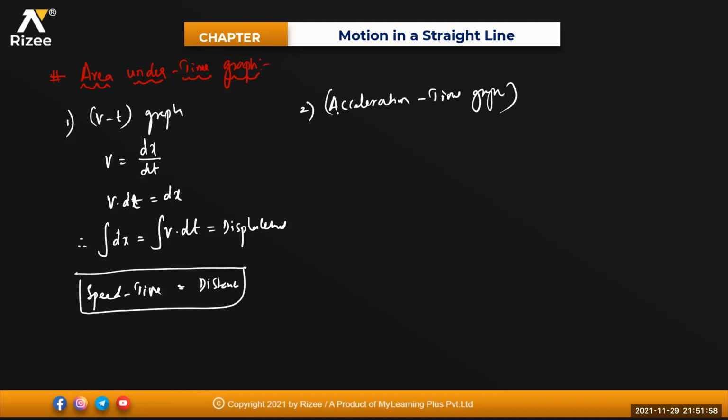A is equal to dv divided by dt. That means I can say that integral of A into dt will give me integral of dv, that is v1 to v2. What did I tell you? Area under the A-t graph will give me change in velocity, but not velocity. Done.